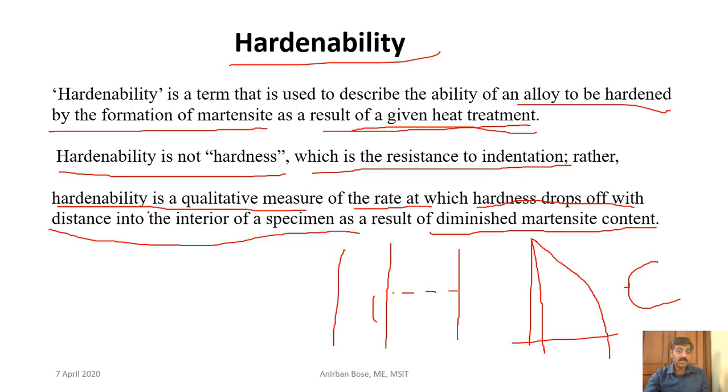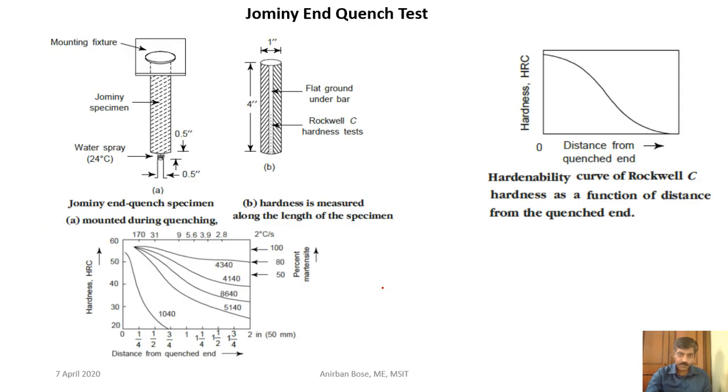Okay, so if the hardenability is very large, that means the bainite nose is quite far away from this, you are getting a lot of time to reduce the temperature. So rather slow cooling at the center can also produce martensite. Okay, so here this is a very familiar test to find out the hardenability curve of different materials. This is called the Jominy end quench test.